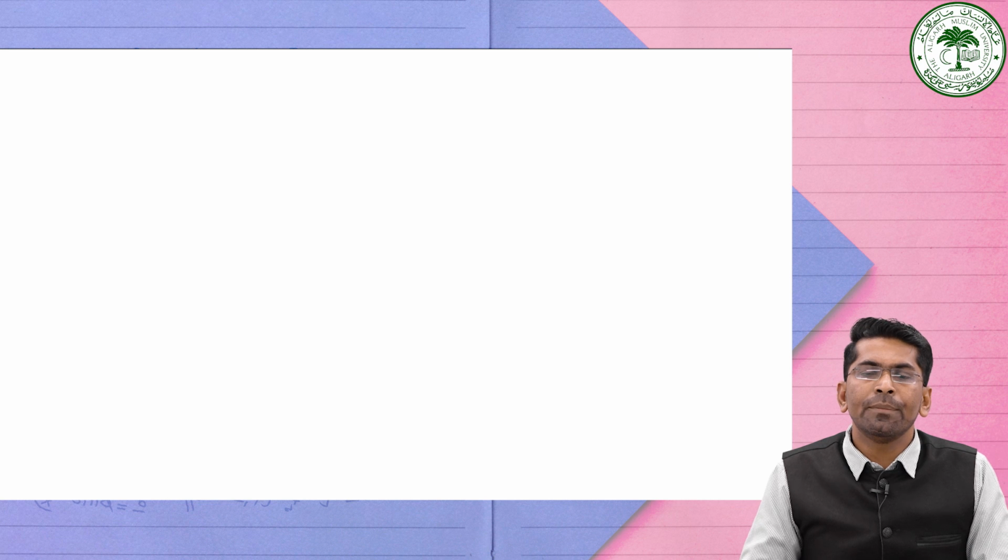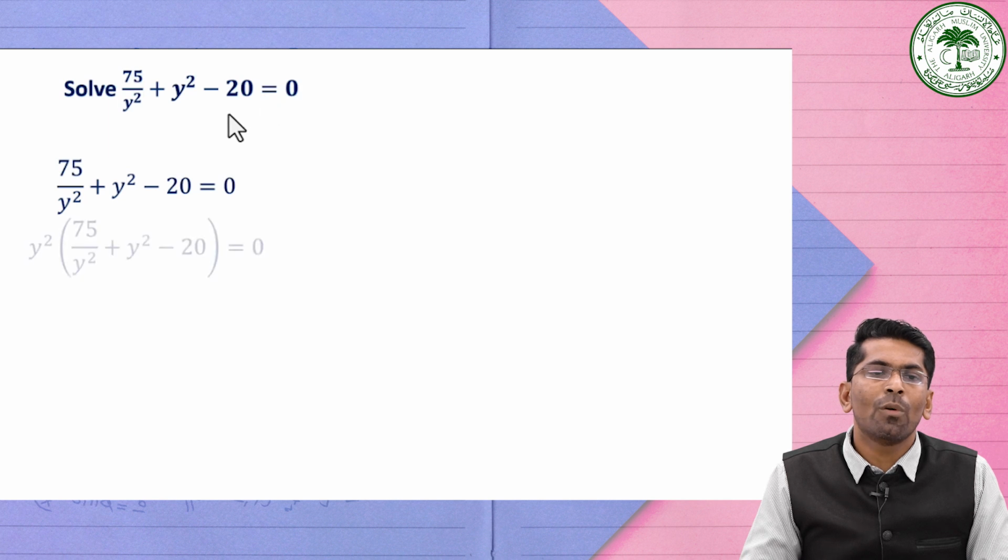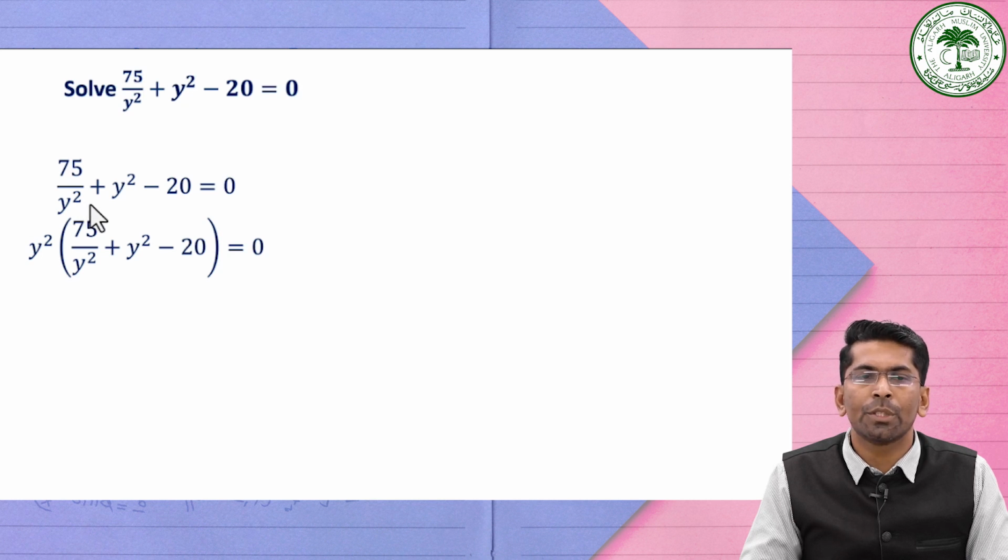Now let us consider another question. We want to solve 75 divided by y square plus y square minus 20 is equal to 0. Here we want to identify a common denominator. So the common denominator is y square. We want to multiply both sides of the equation by y square so that we can eliminate, or clear, the fraction term.